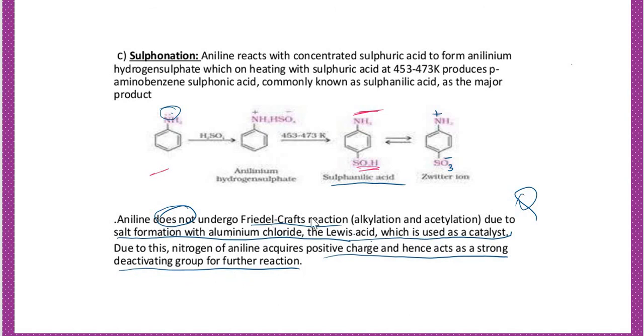So this reasoning question can be asked: why does aniline not undergo Friedel-Crafts reaction? Because it makes a salt with the aluminum chloride used, which is a Lewis acid, used as a catalyst to generate an electrophile. And due to this, the nitrogen of aniline acquires a positive charge and hence it is a strong deactivating group for an electrophilic reaction.